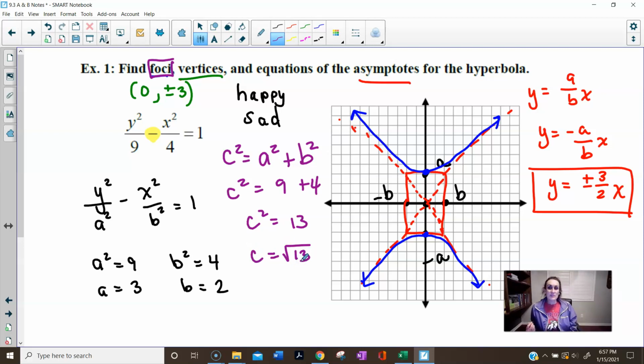The square root of 13 is close to the square root of 16, so it means it's a little bit less than 4. So you would count 1, 2, 3, and a little bit less than 4, and there's your C's. 1, 2, 3, and a little bit less than 4, and there's your opposite of C. Those are your foci. If I wanted to write the foci as an ordered pair, there's 2 of them, it would be 0 because we did not go left or right, and then plus or minus root 13. Okay, pretty simple. That's how you graph a hyperbola.